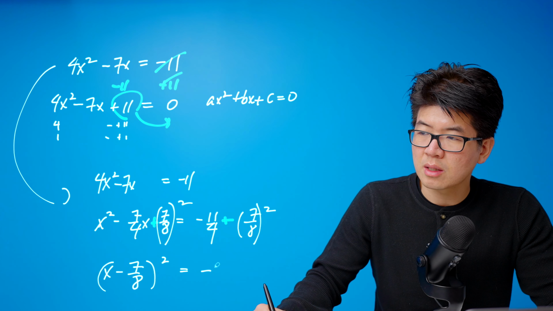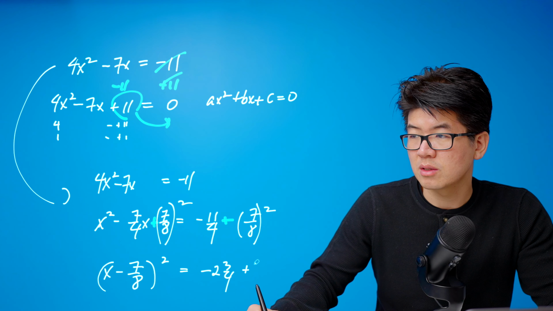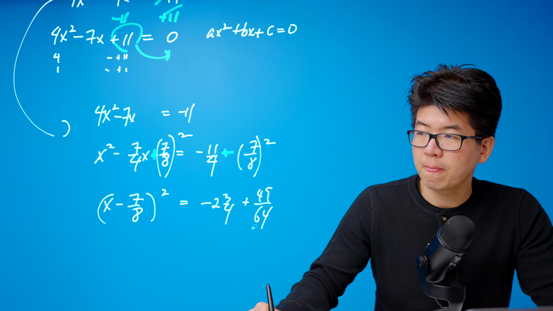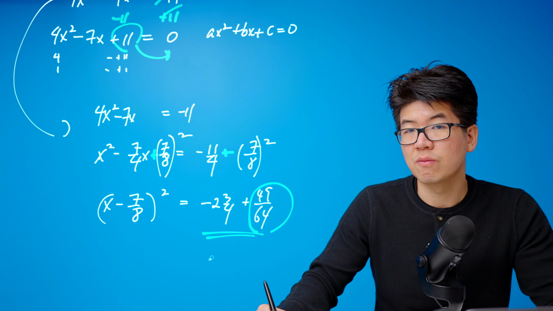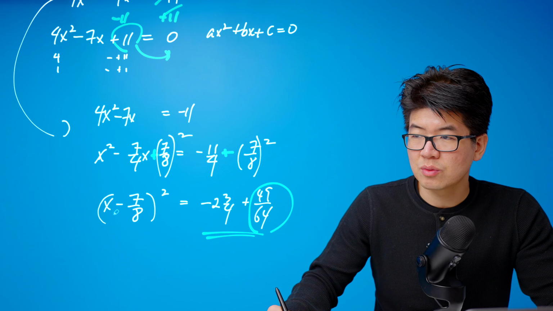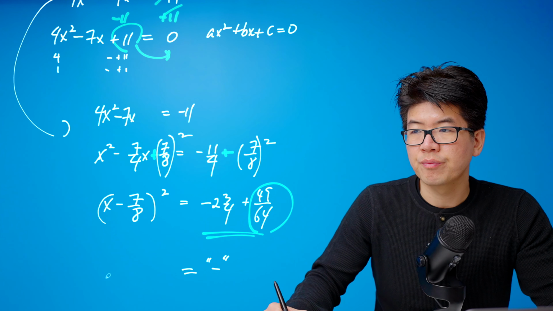Now note that this is like 2 and 3 over 4. That's almost minus 3. And this is 49 over 64. Note that this is not even 1, right? This is not even 1. So this is very negative. It's definitely negative, right? So we basically have this is equal to some negative value.